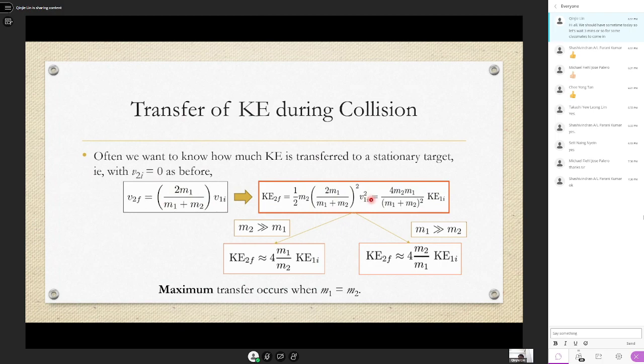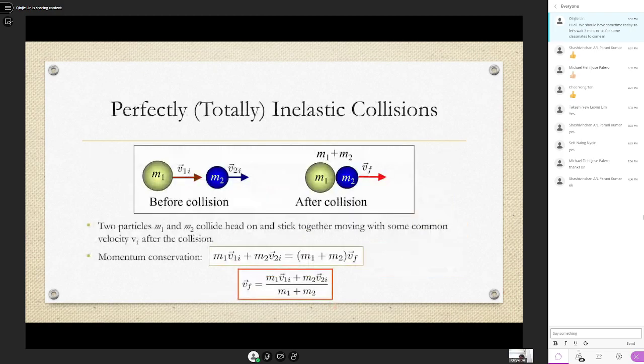Then if you simplify it, you will have different scenarios also. What if m2 is much bigger than m1? What if m1 is much bigger than m2? You're going to get different kinds of transfers. But the maximum transfer will occur when they have the same mass. Okay, so that's our elastic collision.